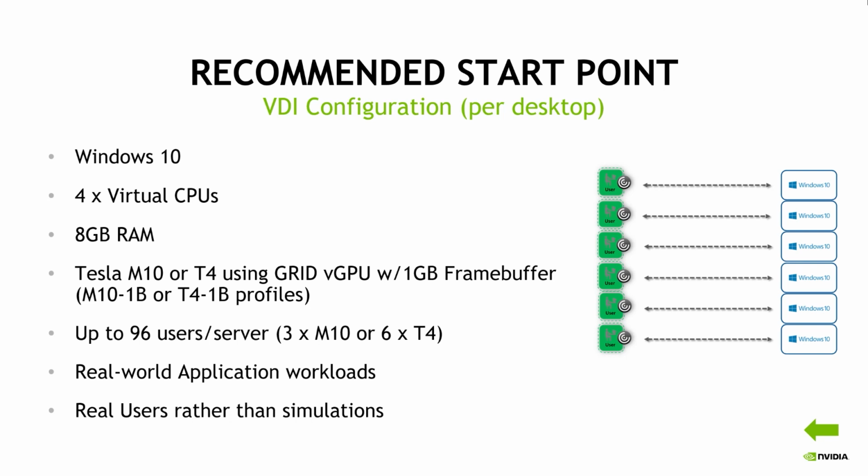Now, if our applications are a little bit more GPU hungry and we're running things like Autodesk, CATIA, Esri, that kind of application, then we probably want to start slightly higher than this. So what I'd say is try, instead of a 1 gigabyte profile, go for something like a 2 gigabyte profile or even a 4 gigabyte profile. And the same would be true if you were using multiple 4K monitors as well.